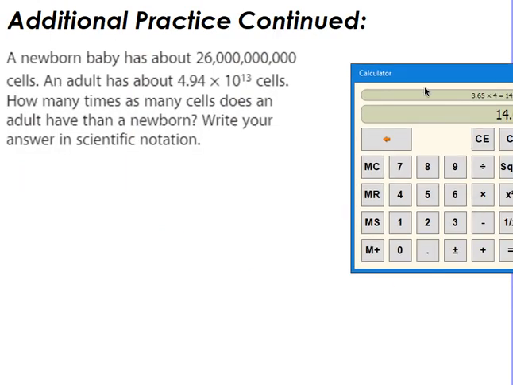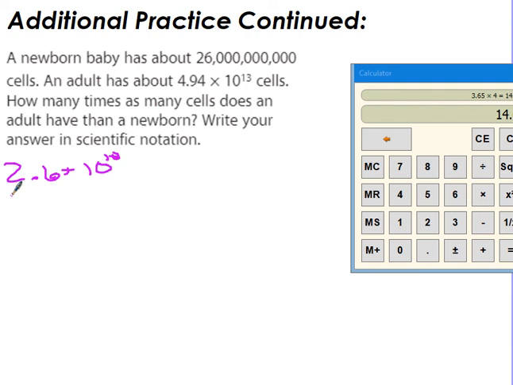You might have a word problem where you have to divide, which is fine. So a newborn baby has about this many cells. This number is not written in scientific notation, but we can write it in scientific notation by moving my decimal over 3, 6, 9, 10 times. So that's 2.6 times 10 to the 10th. So that's how many cells a newborn baby has. An adult has about 4.94 times 10 to the 13th. So it's definitely more, because this is the 13th power. How many times as many cells does an adult have than a newborn? Write your answer in scientific notation.